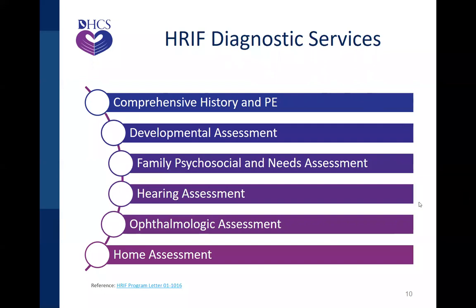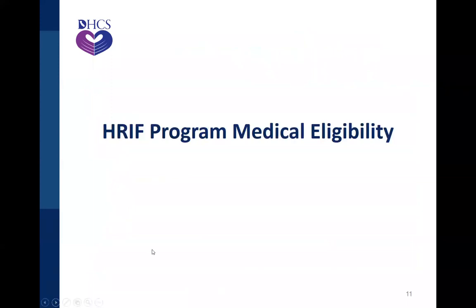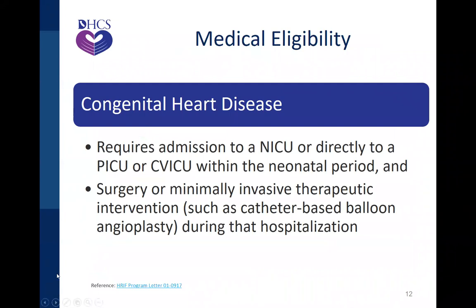Okay, so I'm going to go to the next section of our webinar, and the topic is program medical eligibility. First, I'm going to tackle congenital heart disease eligibility. CCS added this in 2016, and that's why the reference here is the HRIF program letter. This other program letter is a clarification, but the original program letter that I referenced in the previous slide first had the congenital heart disease medical eligibility criterion added to it.